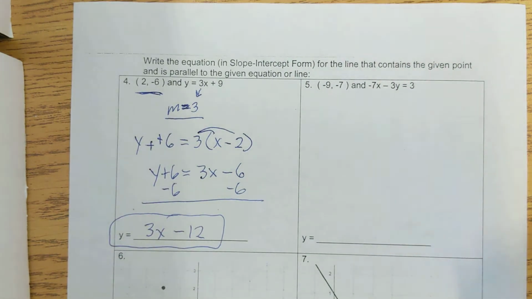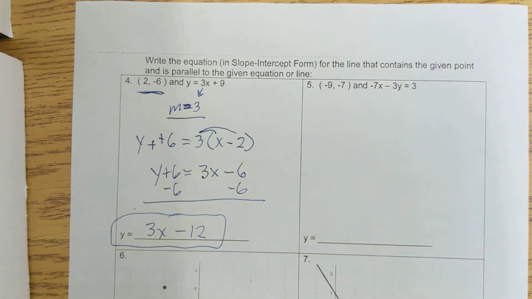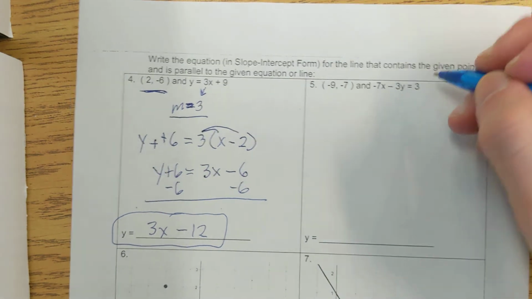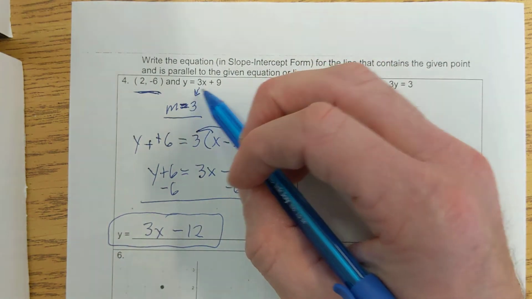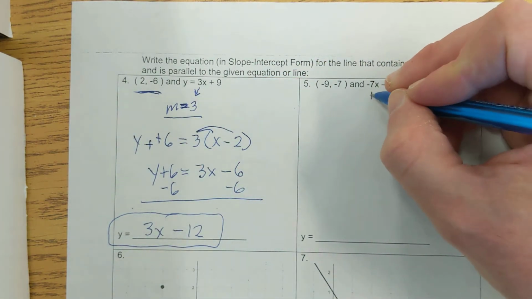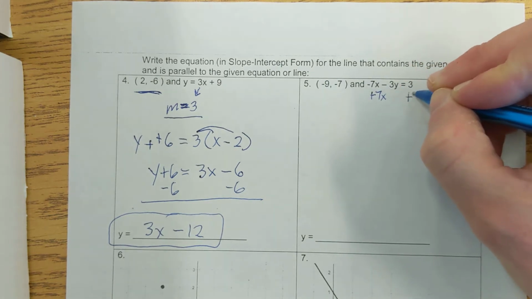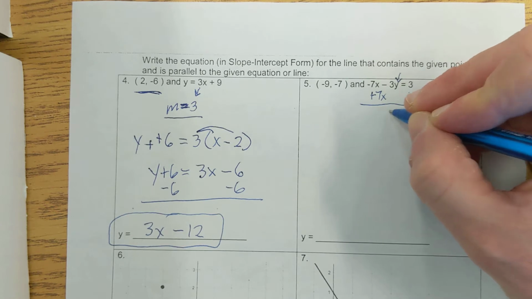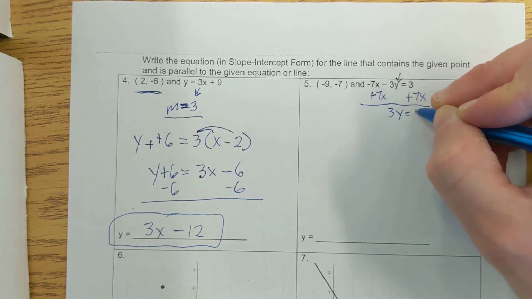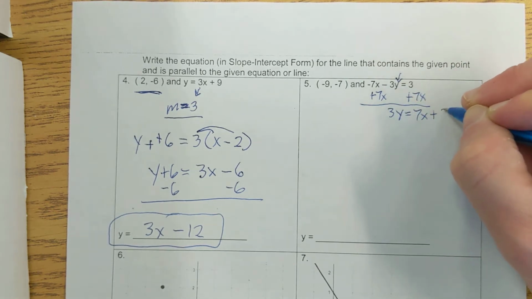All right, so again, feel free to pause if I went too fast there. And then the next one is a little bit more work because we don't have the slope right away from the equation. It's not solved for y. So we need to add 7x to both sides and we need to get y by itself. So we're going to have 3y equal to 7x plus 3.